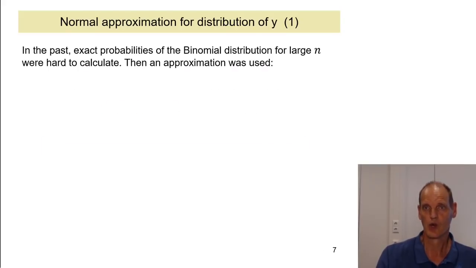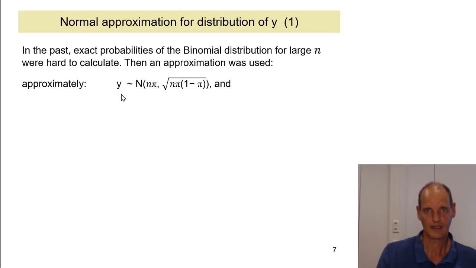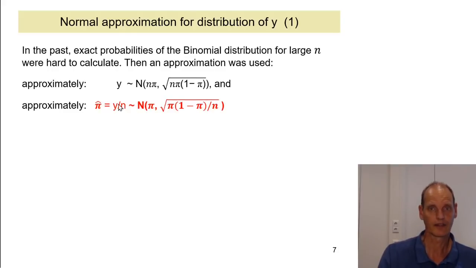Well, let's have a look at the normal approximation. That was very important in the past, especially for larger numbers. It was very handy to use a normal approximation. If y has a binomial distribution with parameters n and pi, then approximately y has a normal distribution with this mean and this standard deviation. And pi hat, which is y divided by n, has the same distribution, except we divide mean and standard deviation by n, and we get the following expression.